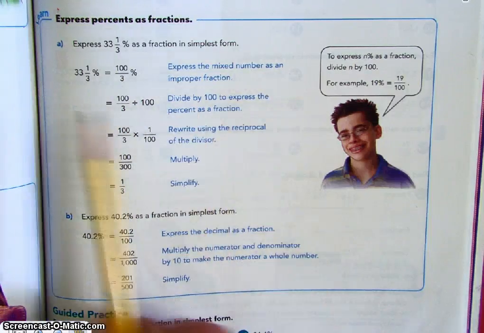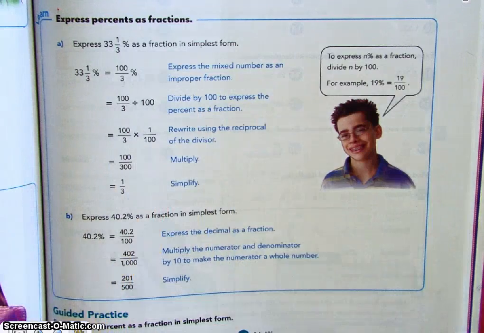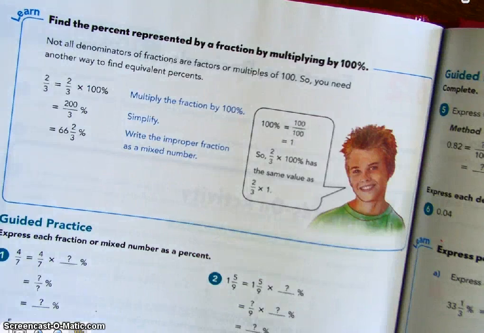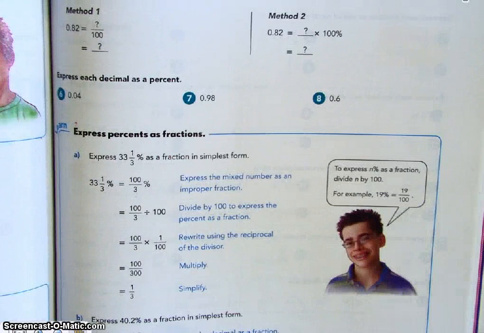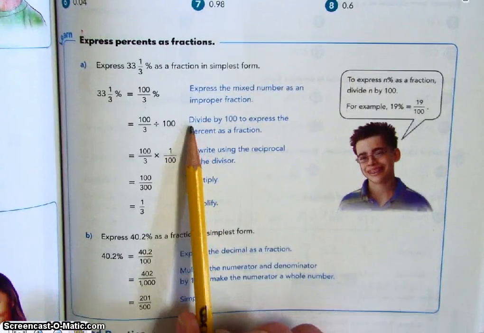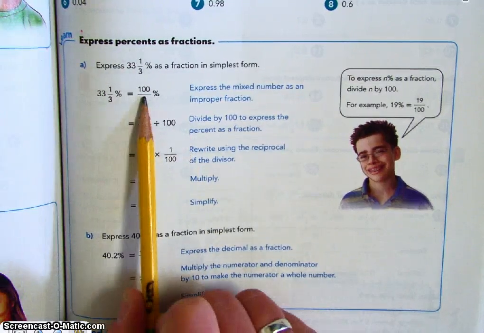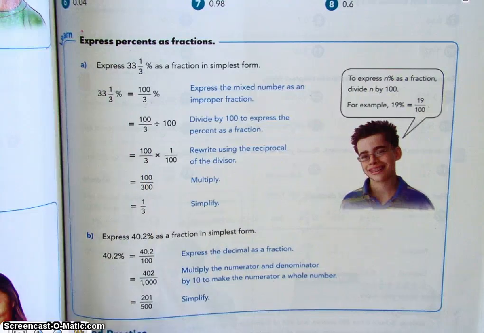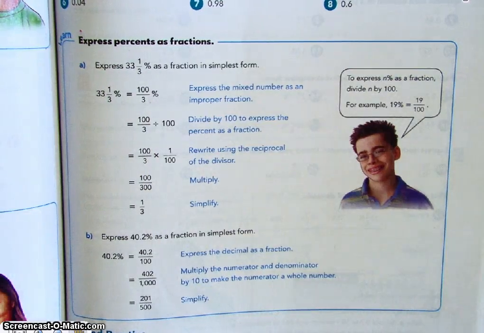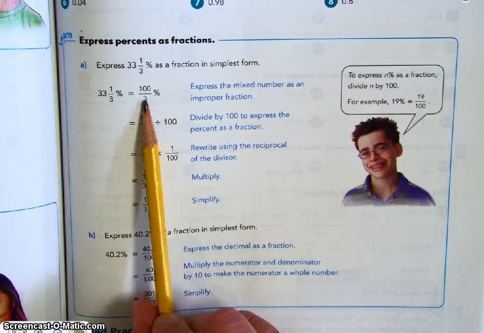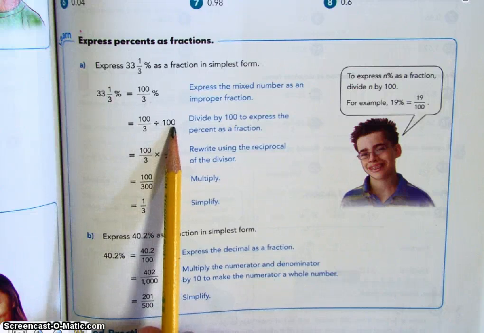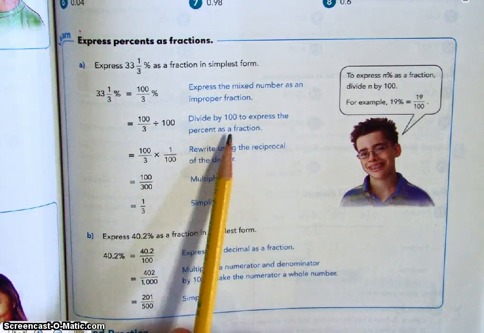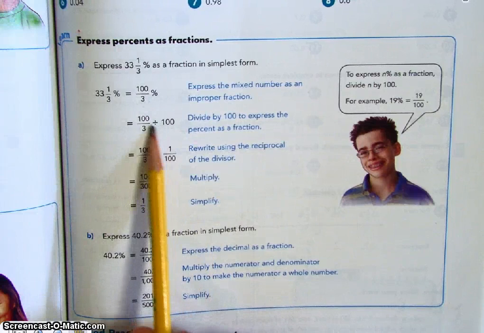So we did 4 over 7. Remember, just on our page over here on page 190, we'll slide it over again, hopefully without making you sick. Remember, we had to times by 100%, so they are doing the same thing over here. It says we are actually dividing in order to make that percent. So if you could take 33 and 1/3 as 100 over 3, and 100 over 3 divided by 100. So divide the 100 to express the percent as a fraction. Don't forget to divide, not times.